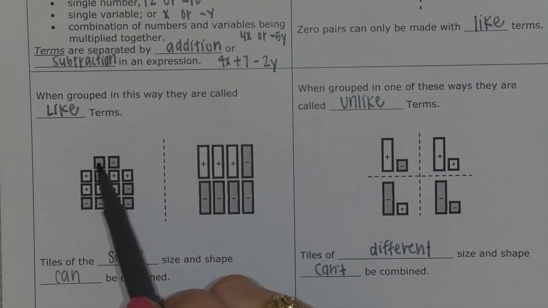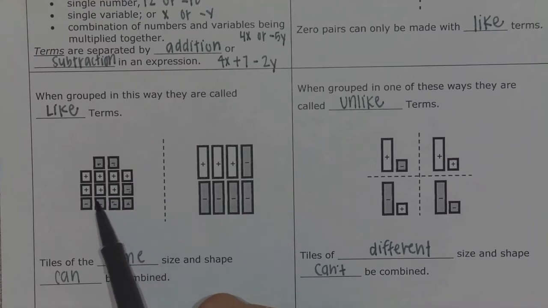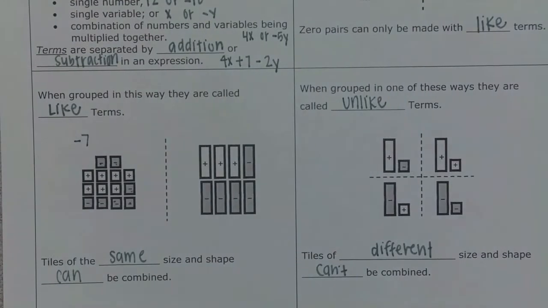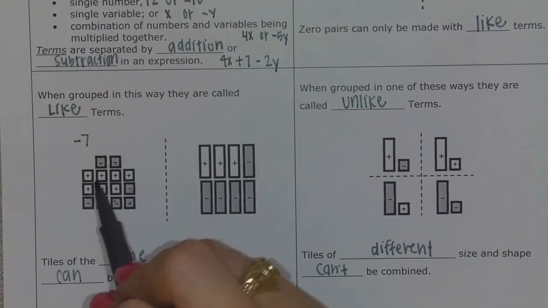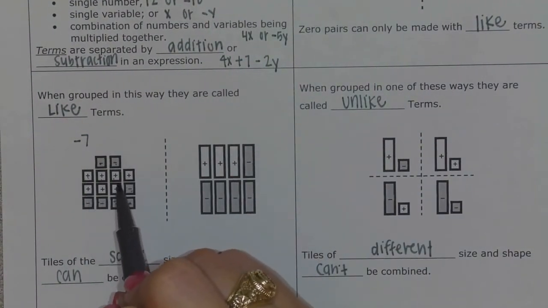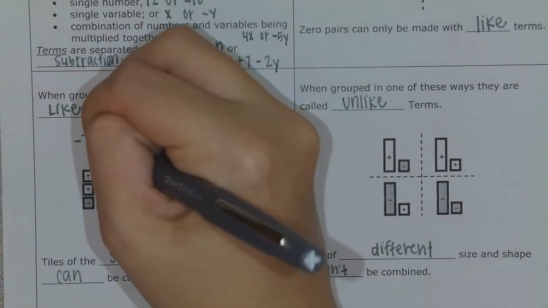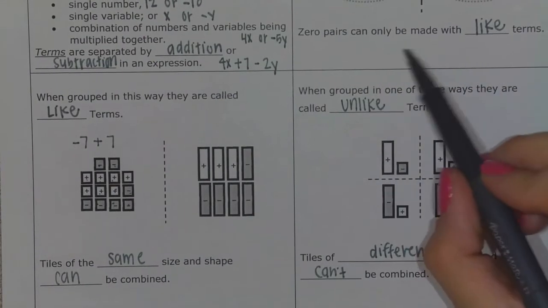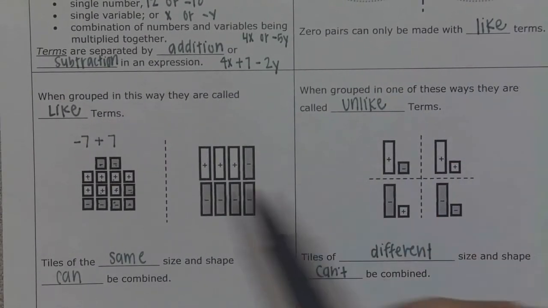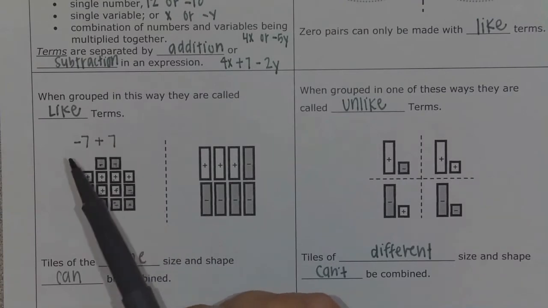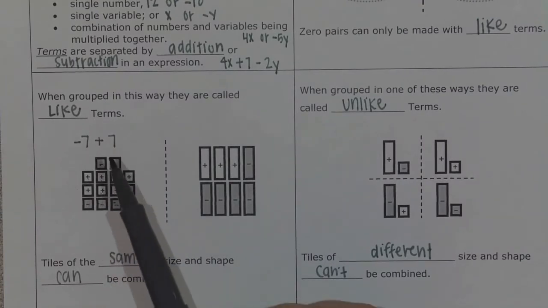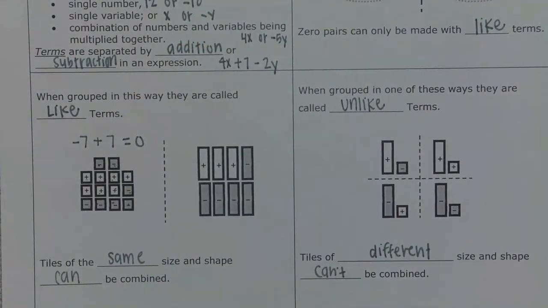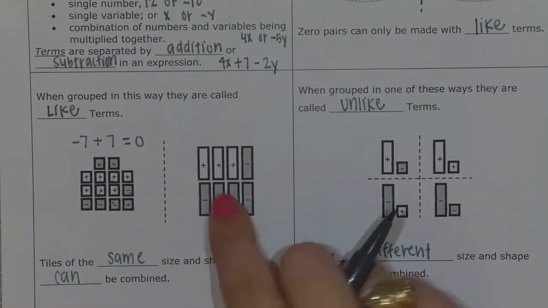So if I were to count, I have 1, 2, 3, 4, 5, 6, 7 negative unit tiles for a value of negative 7. If I count my positive tiles, I have 1, 2, 3, 4, 5, 6, 7. I also have 7 positive tiles. Now again, I can make 0 pairs if I have like terms. So since these are both unit tiles, I know that 7 positives and 7 negatives would give me a value of 0. Let's look at my X tiles.